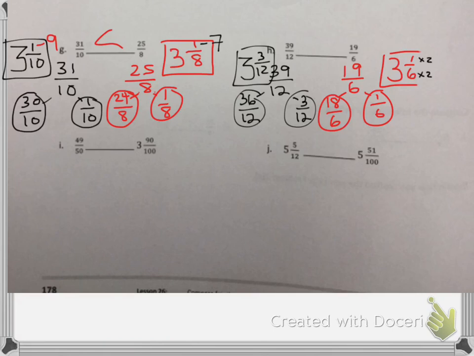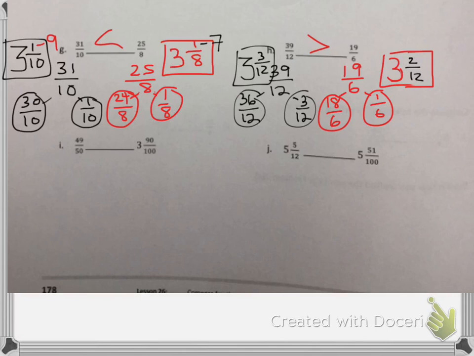The numerator and the denominator. So this is going to be changed to 2 twelfths. So 3 and 2 twelfths. Now we have common denominators. Which one is the larger fraction? Which one's closer to the whole? Well, 3 3/12 still is. So that's going to be our answer.